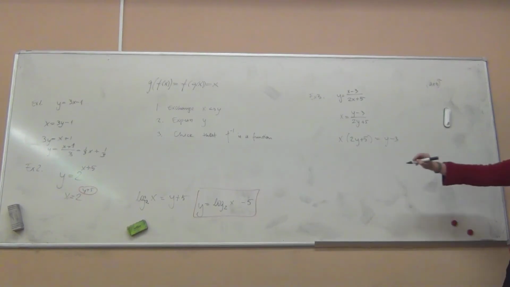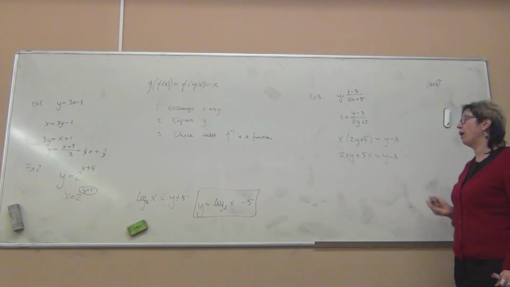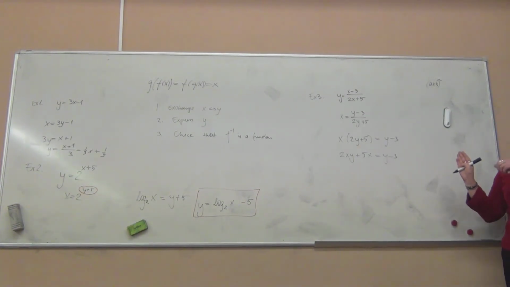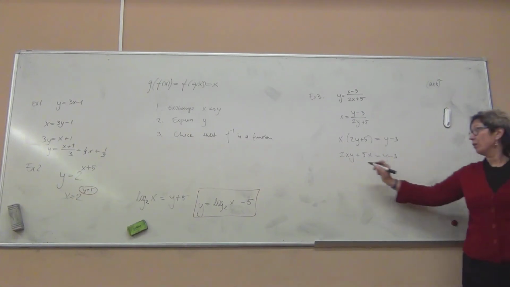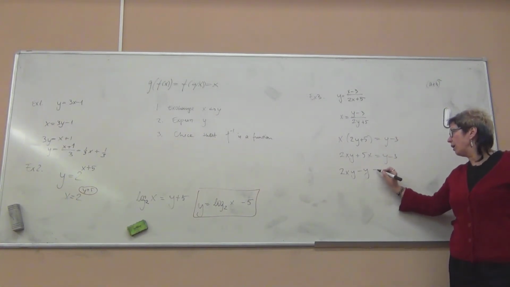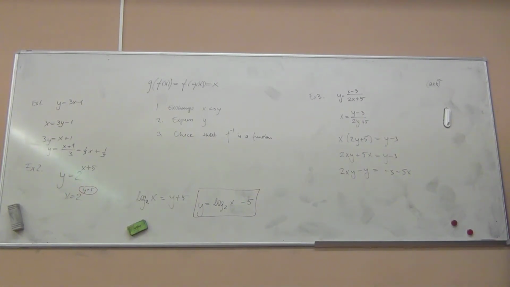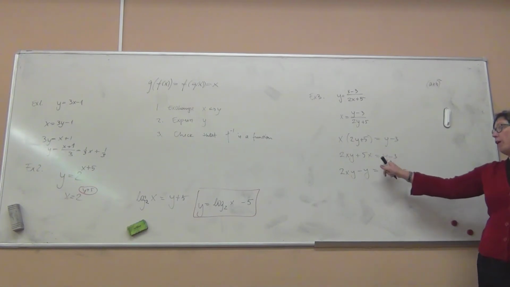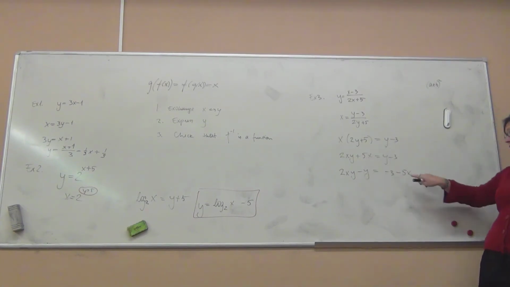We can open the brackets. So it's 2xy plus 5x equals y minus 3. Move y to one side and all the terms that do not contain y to the other side. So 2xy minus y equals minus 3 minus 5x. And from here we can express y, of course, if we take the common factor y out of brackets. So I'm reminding you that if I move y to the opposite side, I have to change the sign. If I move 5x to the opposite side, I have to change the sign.